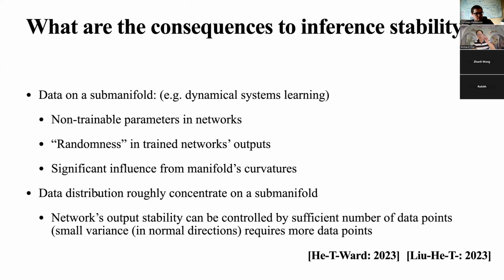If now you allow your data to spill over a little bit into the normal directions, which in the previous case corresponds to sigma being non-zero, then what we concluded in the previous slides will also be true in favorable conditions. It means that the network's output stability can be controlled by a sufficiently large number of data points. And the number of data points has to scale with, say, the variance of your noise in the normal directions.